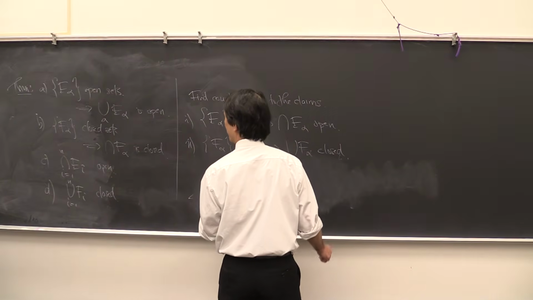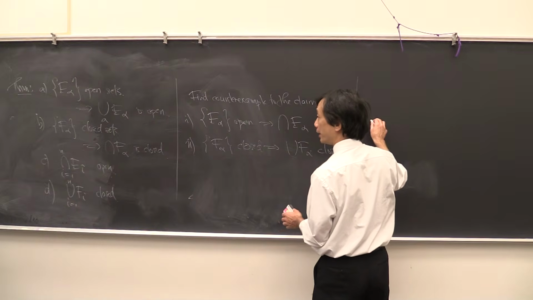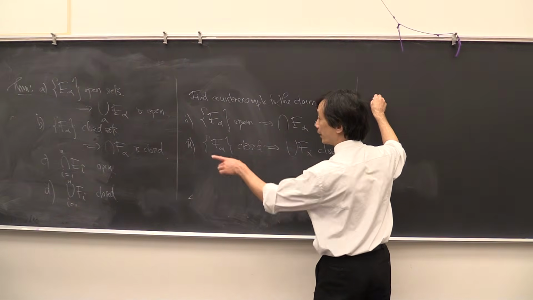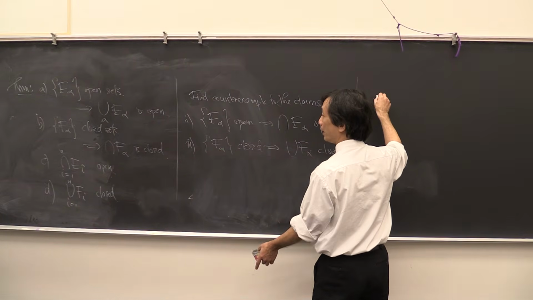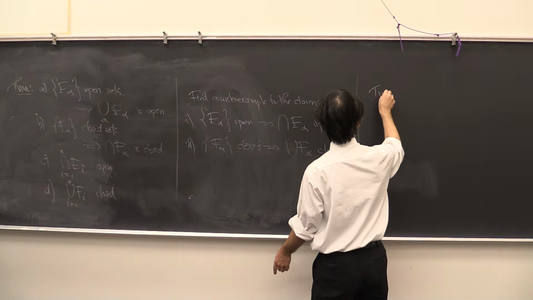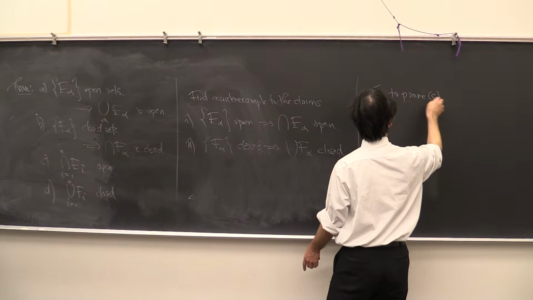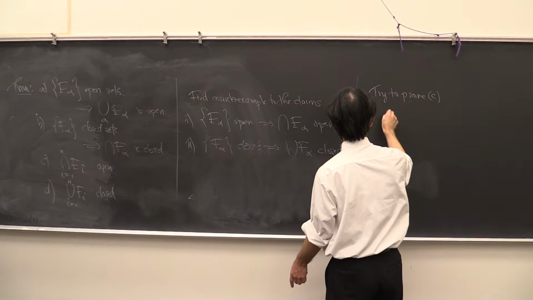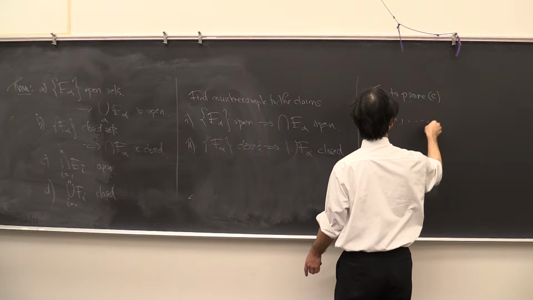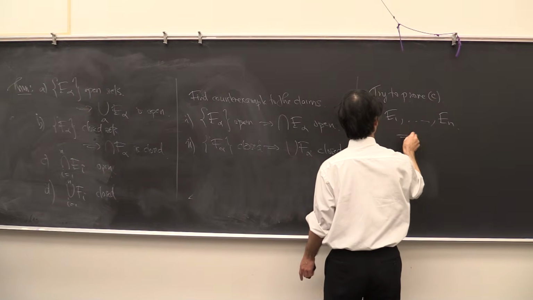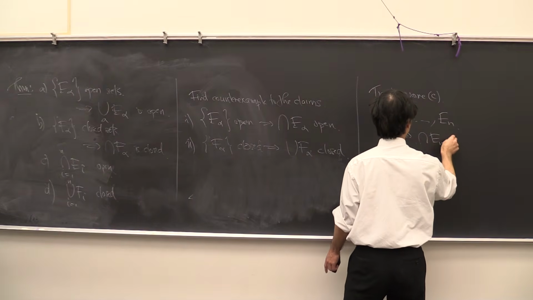Okay. Let's just, for practice, see if you can write down a proof. Try to prove C: that if you have a bunch of open sets E1 through En, then their intersection actually is open.